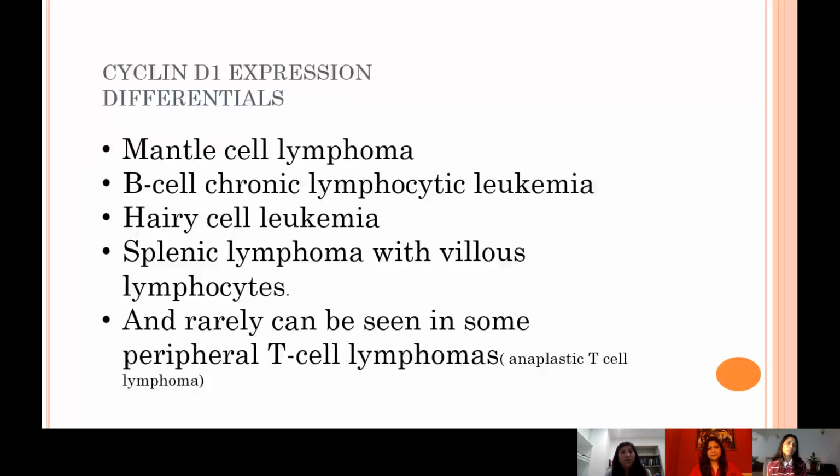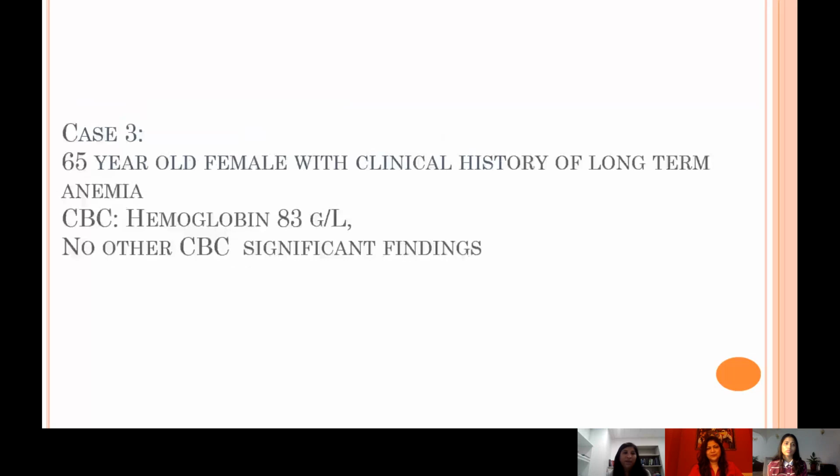And cyclin D1 we see not only in mantle cell lymphoma, but we can also see it in B-cell CLL, hairy cell leukemia, splenic lymphoma with villous lymphocytes, and very rarely, in less than 1% of cases, we can see it in anaplastic T-cell lymphomas as well. And these are very aggressive lymphomas.